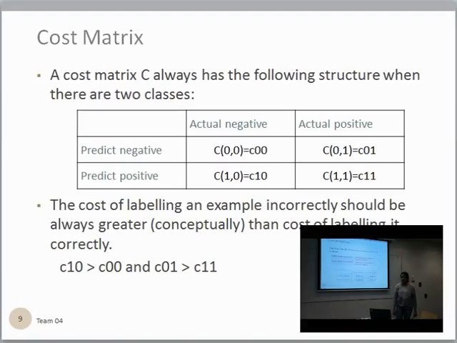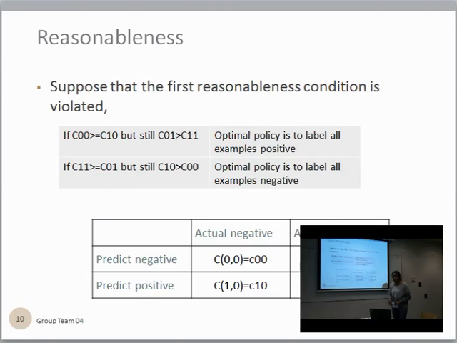Suppose that the first reasonableness condition is violated. For example, if C00 is greater than or equal to C10, but still C01 is greater than C11, then the optimal policy is to label all examples positive. If C01 is greater than or equal to C11, but still C10 is greater than C00, then the optimal policy is to label all examples negative.